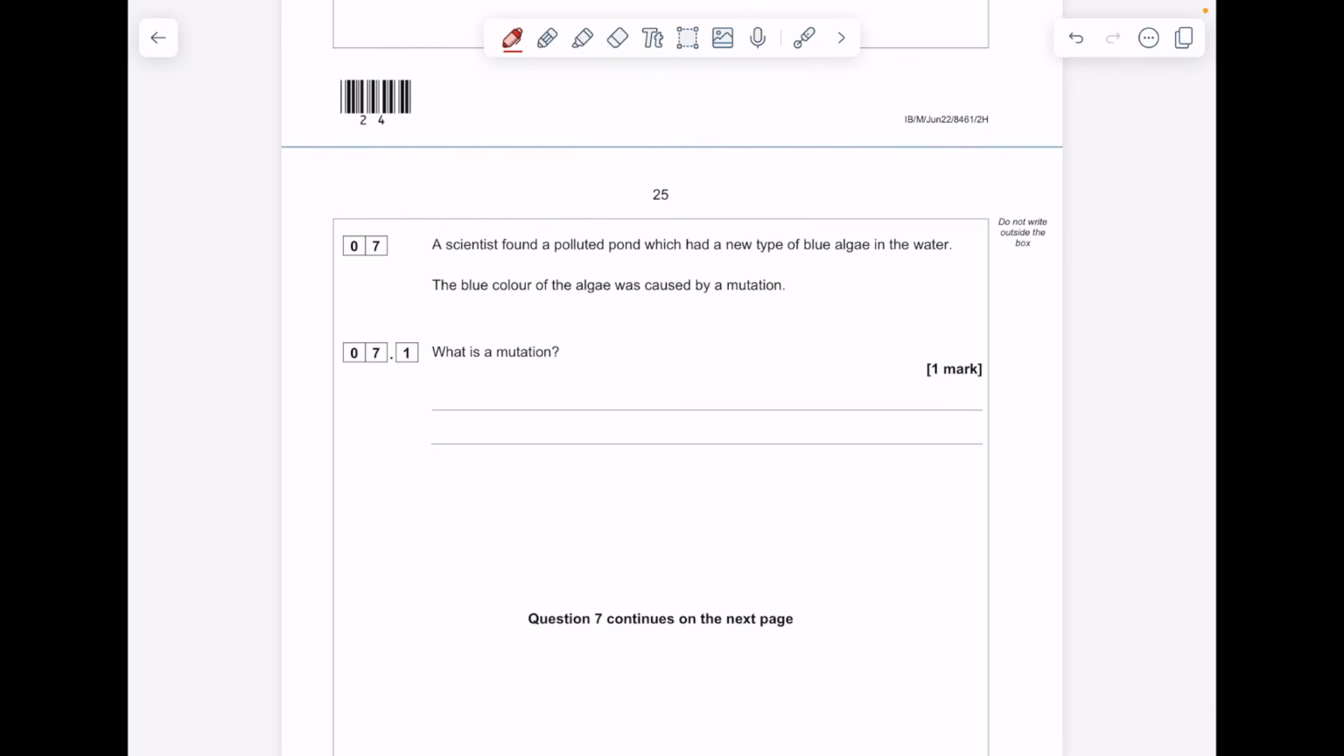A scientist found a polluted pond which had a new type of blue algae in the water. The blue algae was caused by mutation. What is a mutation? The spontaneous and rare change in DNA.